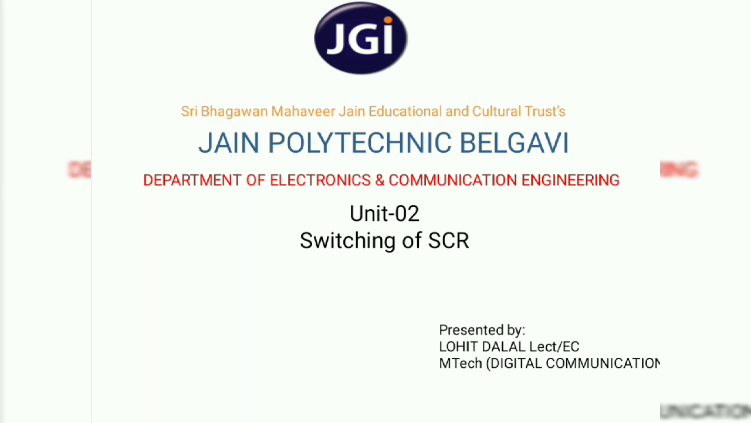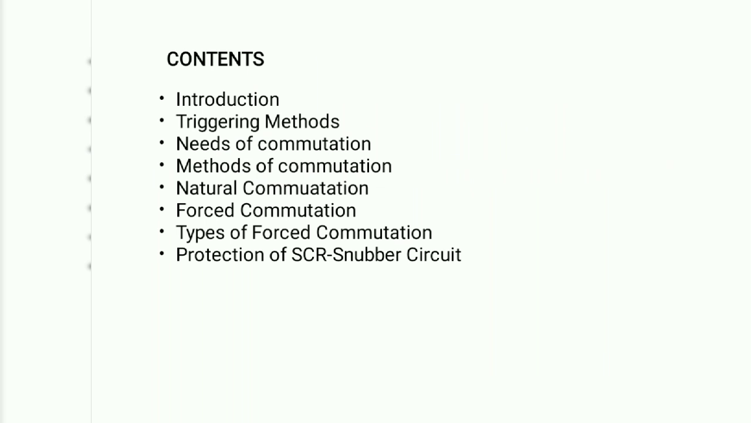Today I am going to discuss Unit 2, switching of SCR. Let us discuss one by one. These are the contents. First, introduction, triggering methods, need of commutation, and methods of commutation. There are two types: natural commutation and forced commutation. Next, there are again different types of forced commutation.